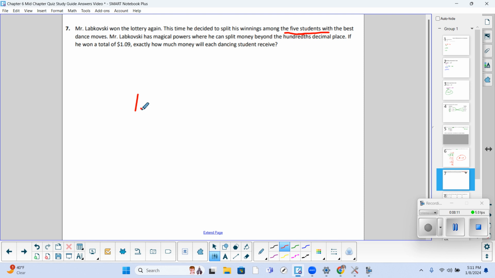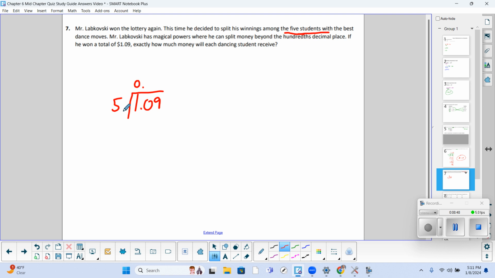Well, I have $1.09, and I'm going to divide it into 5 equal groups. Does 5 go into 1? It does not go into 1. So normally, if the only digit in front of the decimal is in the ones place, you want to put a 0 up there so you can see. Sometimes I go, does it go into 1? Does it go into 10? But here I should put the 0 there.